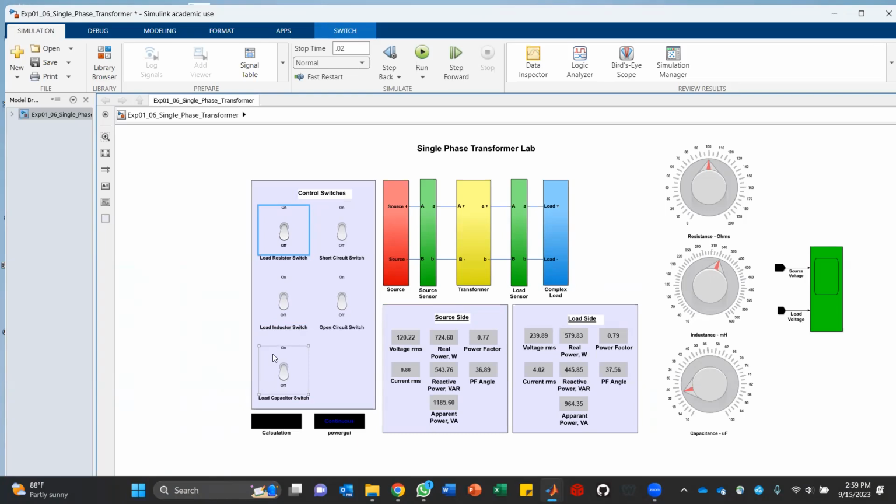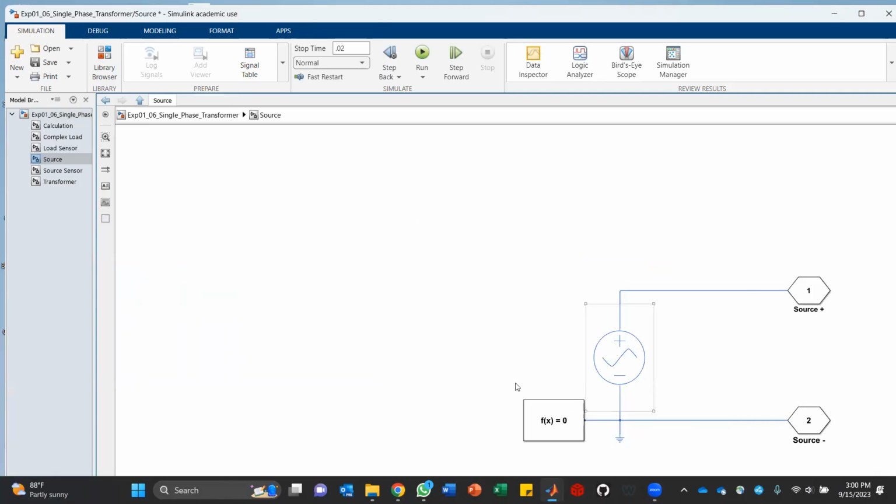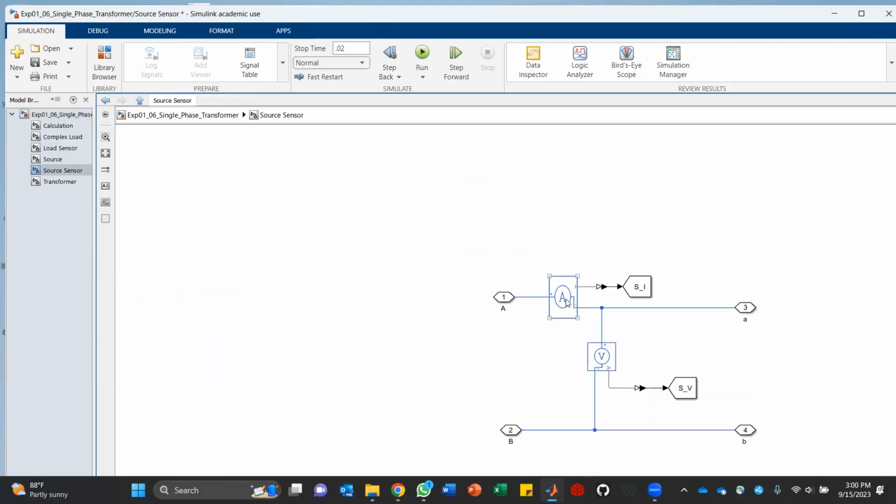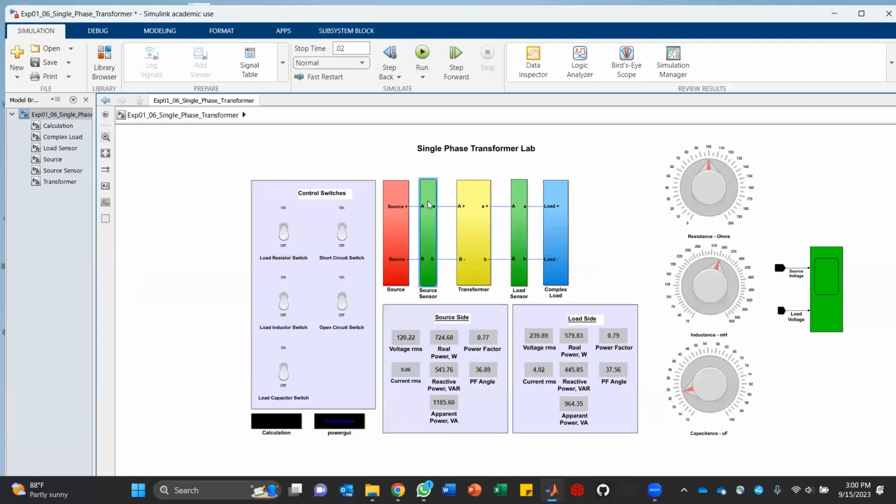You can make a combination of loads, like an RL load, LC load, RC load, or RLC load. You can also perform the open circuit test and short circuit test here. If you double click on any component, you will see the inside of that source block, how many components you have. You have an AC source, some function blocks, and if you look at the sensors, there are ammeters and voltmeters.